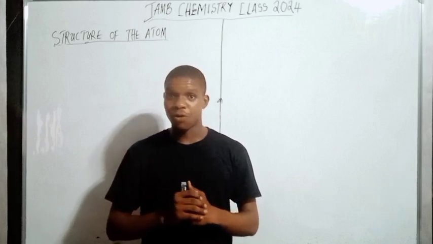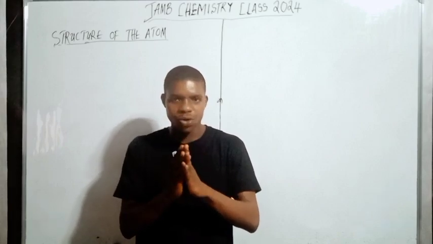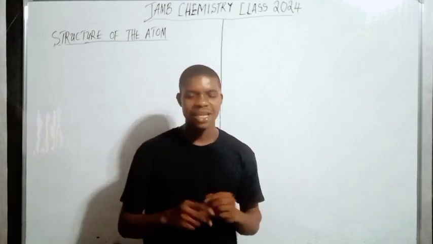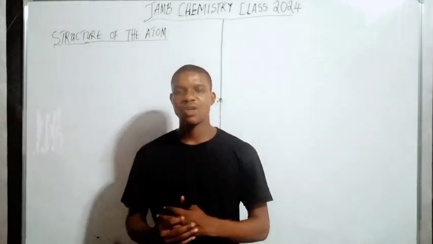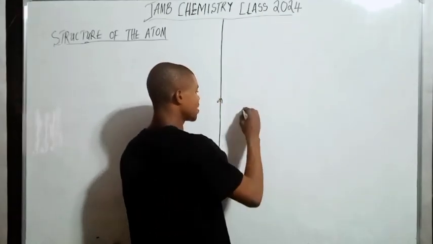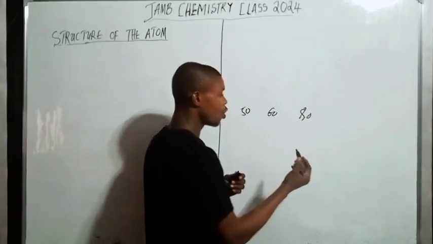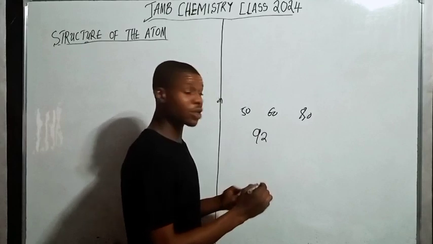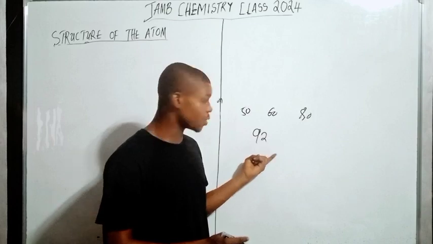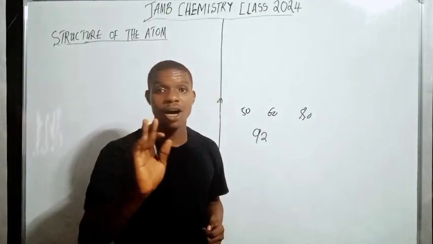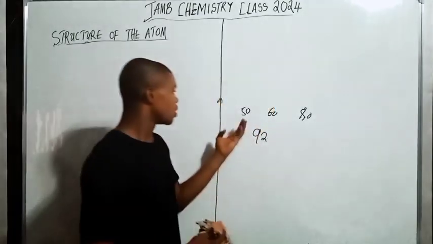In your JAMB 2024, imagine you have finished writing your exam and you have seen your results. What would you like to score in JAMB Chemistry this year? Leave a comment. Be confident. Do you want to score 50 over 100? 60 over 100? 80 over 100? Or do you want to score 92 over 100? Someone scored 92 over 100 last JAMB. The person only failed a few questions, only 8 marks. So do you believe that you can score all this?